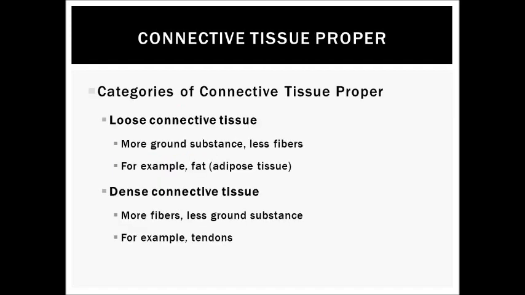First, we start with the connective tissue proper. There are two categories, loose and dense connective tissues. The difference between the two categories is simple. The name loose means less fibers and more ground substance. One example is fat, or adipose tissue. While for dense, it has more fibers and less ground substance. One example is the tendon.